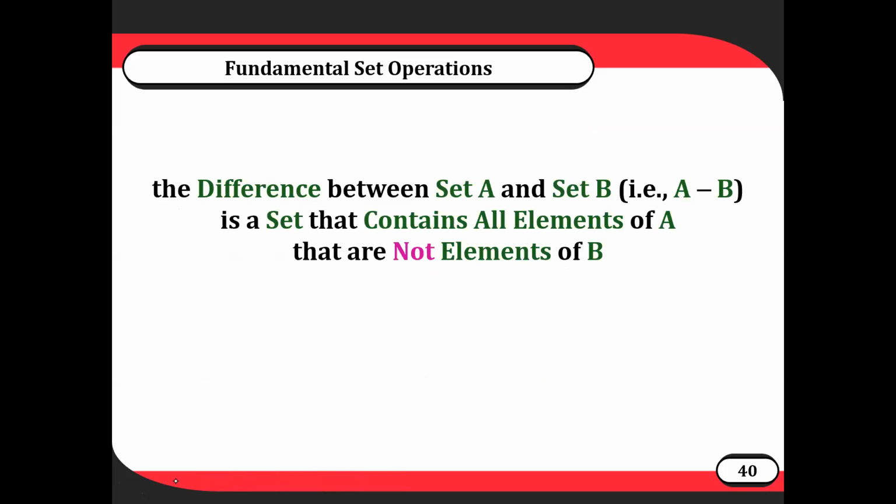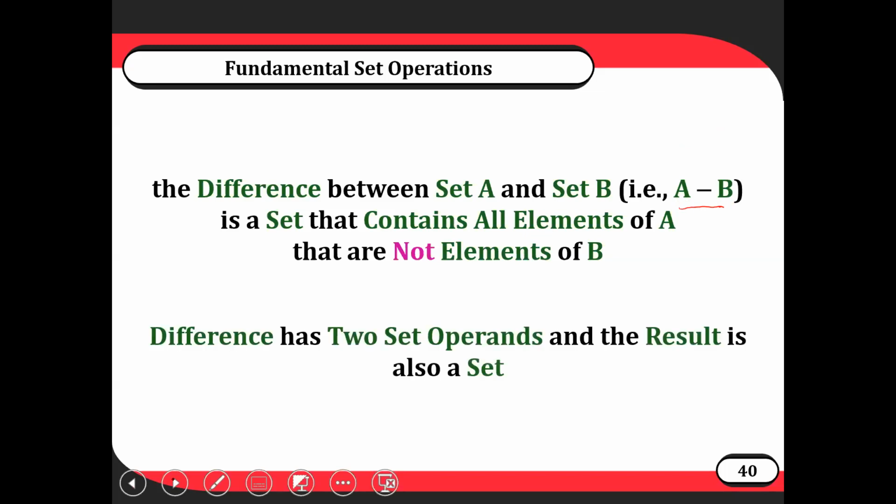Here's the set difference operator. The difference between a set A and a set B, which we express as A minus B. You might also see it expressed as A backslash B. Is it backslash? I believe it's backslash. But we're mostly going to use this version here, just to stay consistent. It's a set that contains all the elements of A that are not elements of B. So again, we have two set operands and the result is also a set.